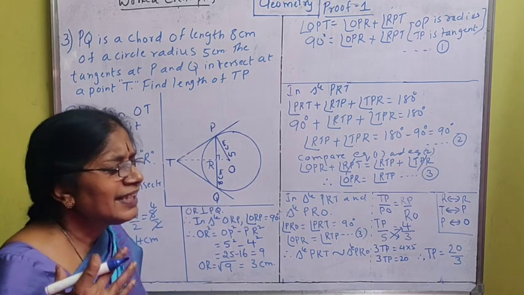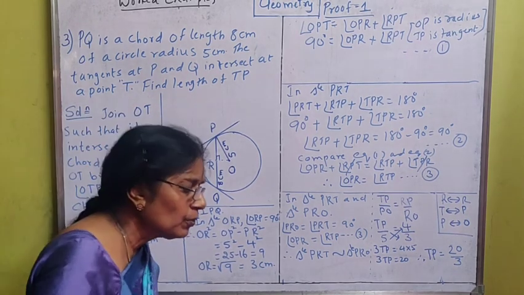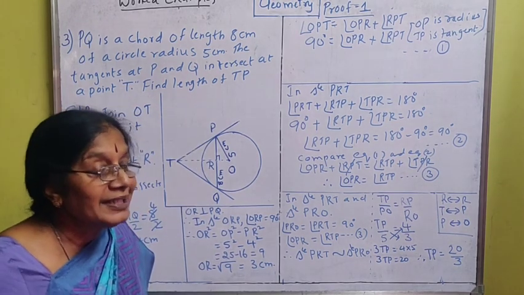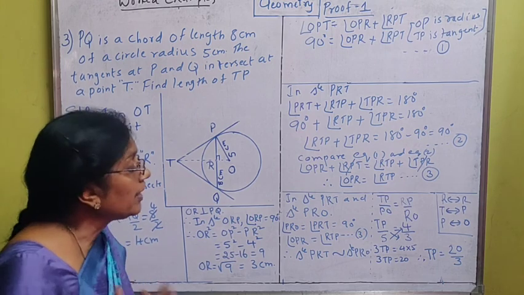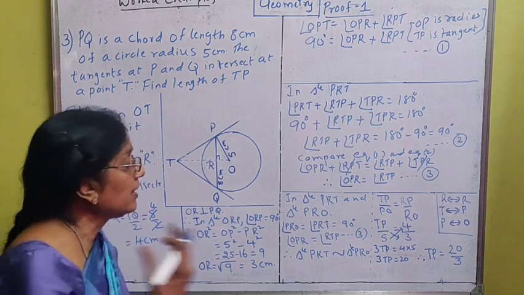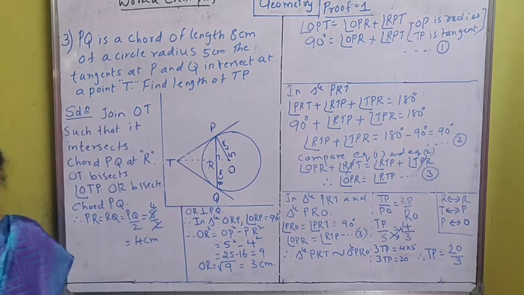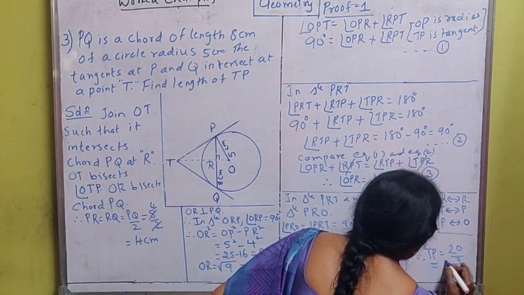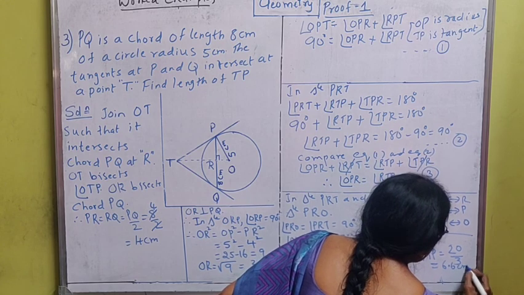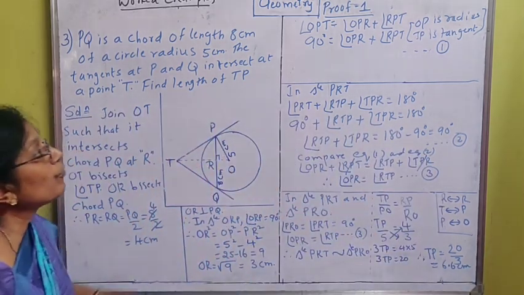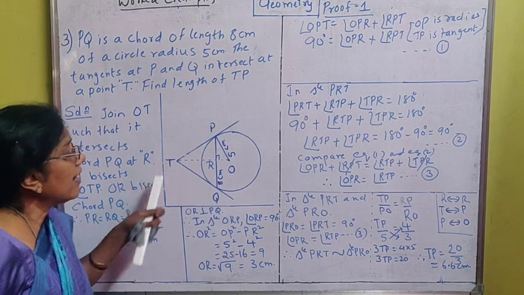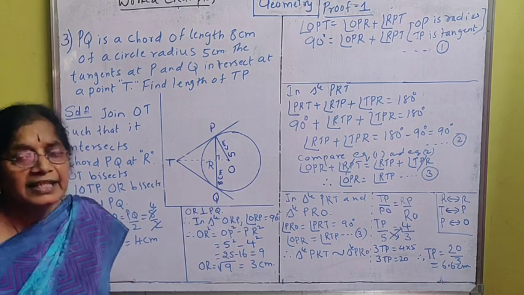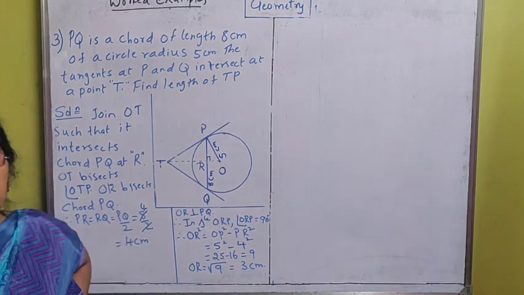So 3 sixes are 18. Again 2 0. So what will happen? It is recurring. So you will get 6.6. So you can take it as 6.6 centimeters, or you can write it down as just 20 by 3. So 6.6 centimeter. This is proof 1 to show the value of TP by using similar triangles.